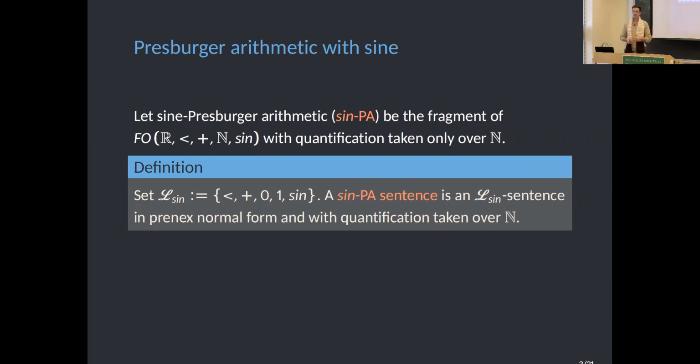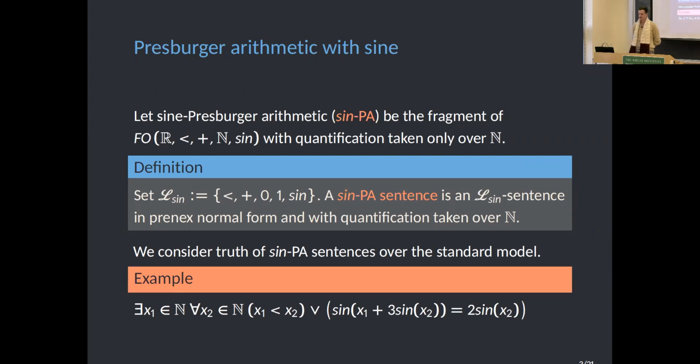So this will be true for the first half of the talk. And in the second half of the talk, I will secretly change this definition to mean quantification taken over Z. That just makes it easier for the second half of the talk. But that change doesn't have any impact on the results, and you can change between them without real consequence.